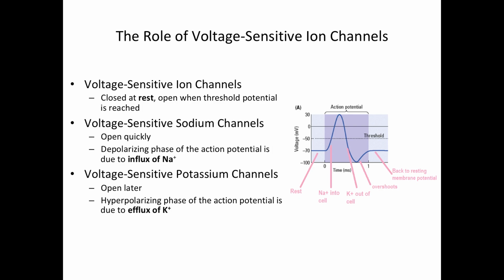and then the hyperpolarization will happen. Potassium channels open a little bit slower, and then the potassium will go outside of the cell, which, as you can see right here, will make it more negative. Because these potassium channels are slower, it will have a little overshoot right here, as I just talked about, and then it goes back to the resting membrane potential.